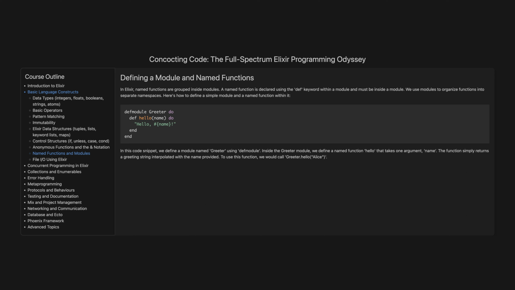In this code snippet, we define a module named Greeter using defmodule. Inside the Greeter module, we define a named function hello that takes 1 argument, name. The function simply returns a greeting string interpolated with the name provided. To use this function, we would call Greeter.hello("Alice").